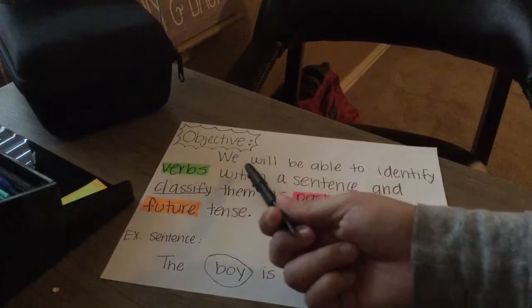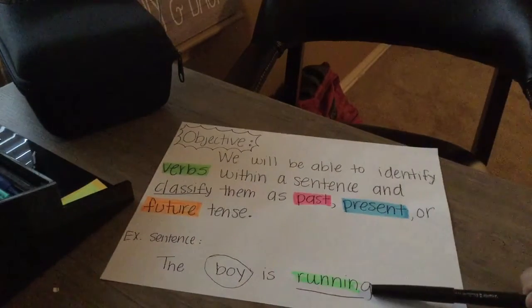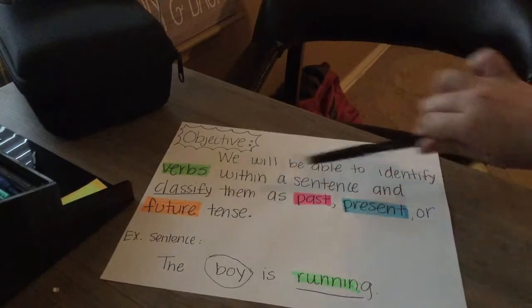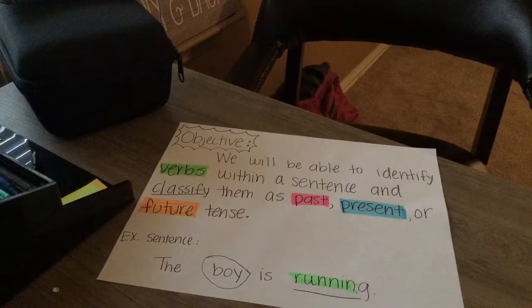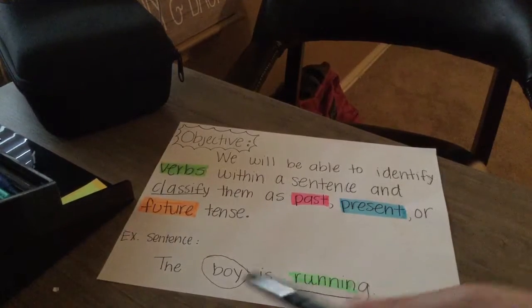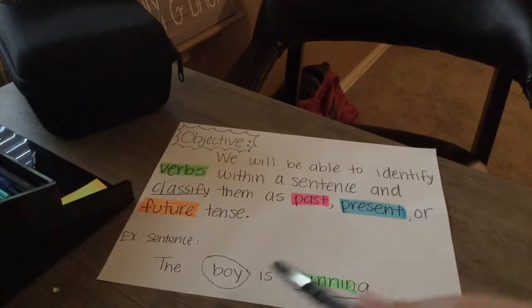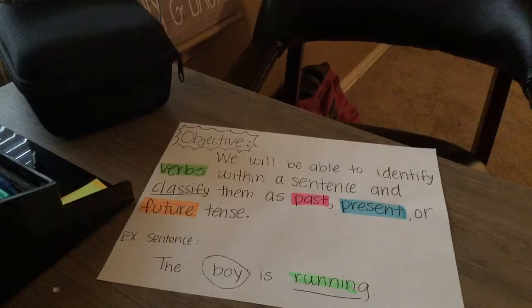So let's go back to our objective. We will be able to identify our verbs. We've identified our verbs, but now we need to be able to classify them as past, present, or future. Okay? So let's go back and say our verbs can be described as giving our nouns an action. And this verb is giving our noun an action. It is saying that the boy is running. Let's think of an action word that we can classify in the past, present, and future tense. Okay? Discuss this with your partner. Let's think of the different types of verbs that we can classify as past, present, or future tense.